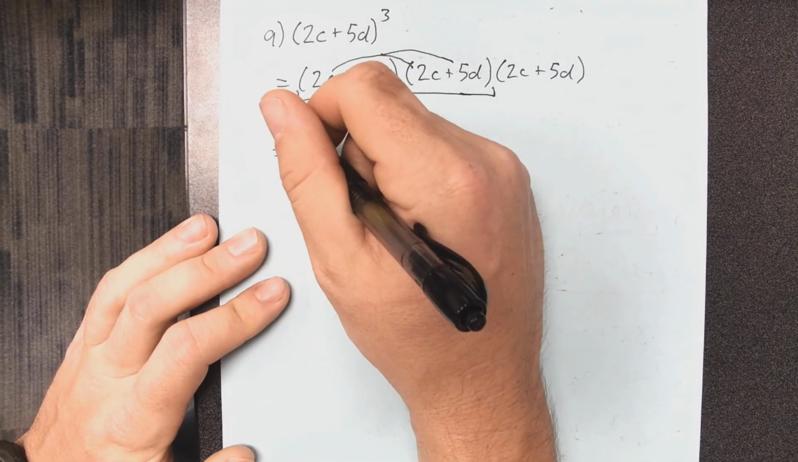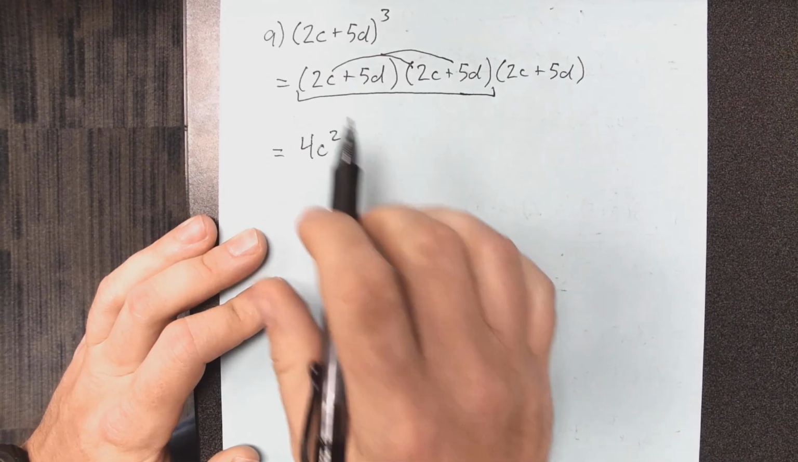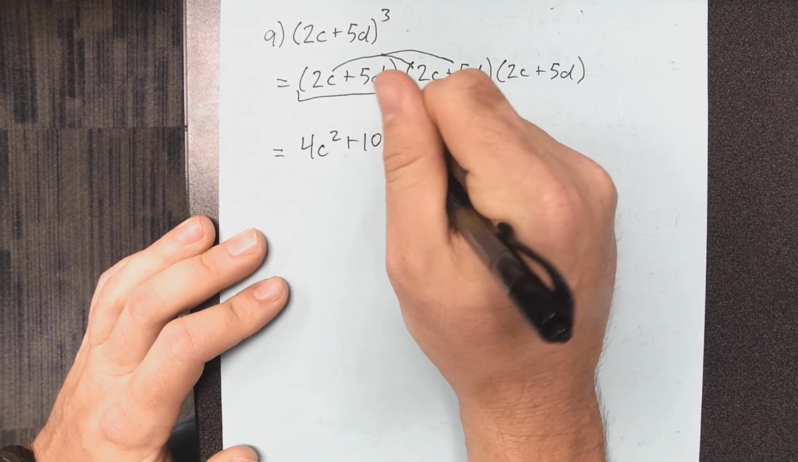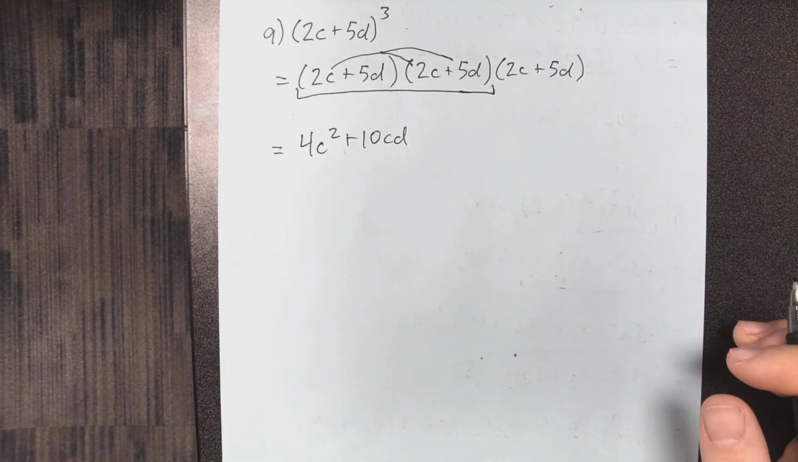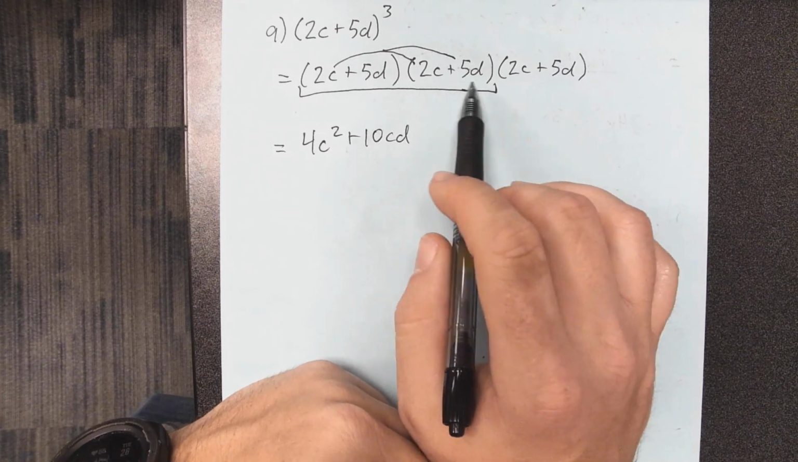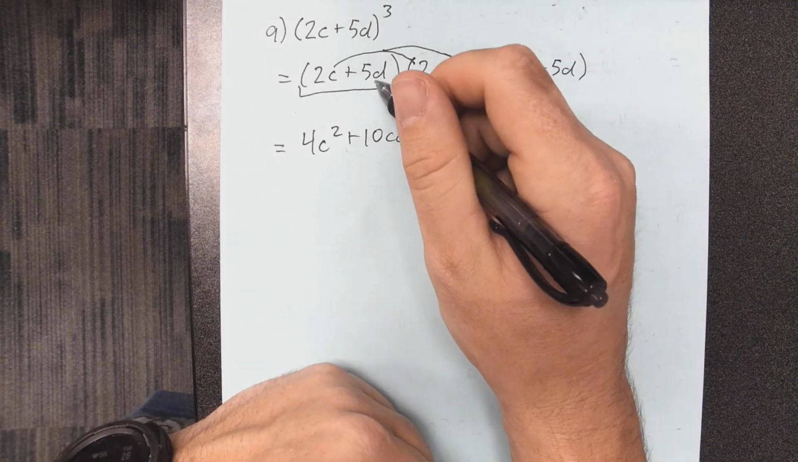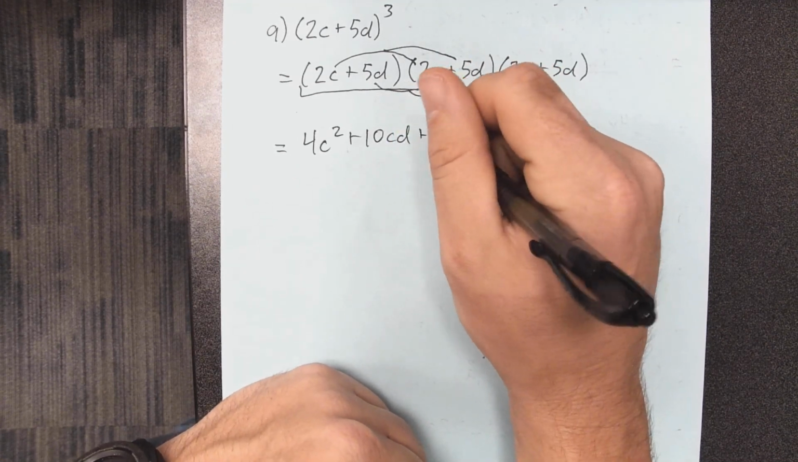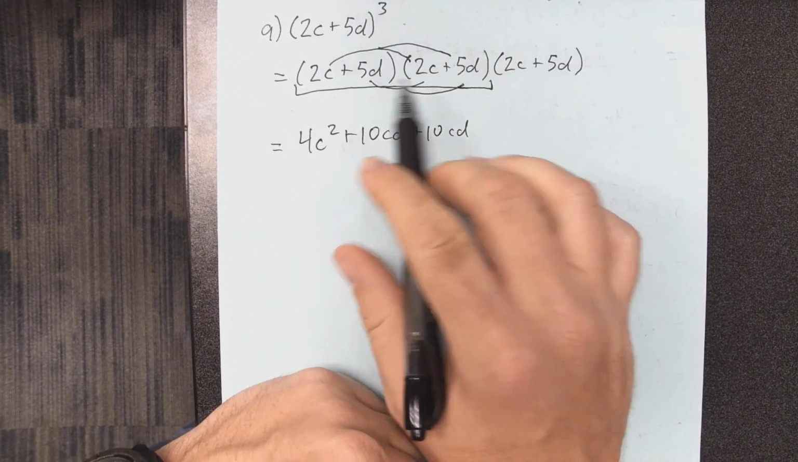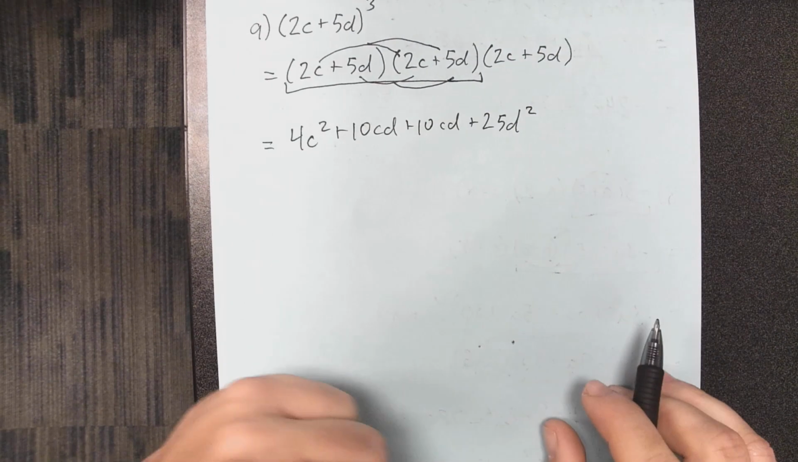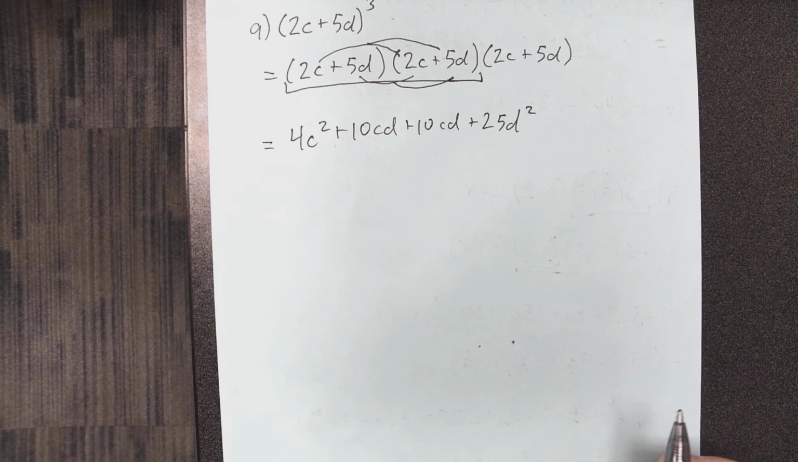So 2c times 2c is 4c squared. And then 2 times 5 is 10. c times d is cd. I have successfully distributed the 2c to every term of the second factor. Now distribute the 5d. 5d times 2c is 10cd. 5 times 5 is 25, and then d squared. So I have successfully multiplied the first two, but I'm not done with the multiplication.